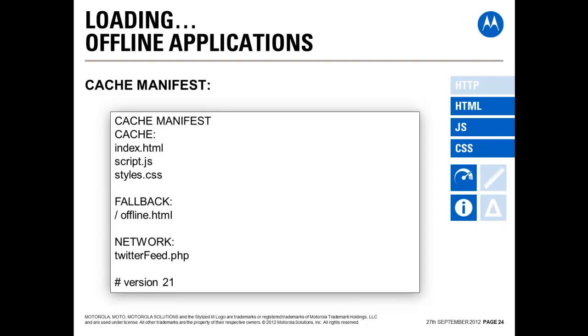And then the network section will define which pages can only be served on the network. Now you see down here there's a version number. This is how to update your app. So to update your app, you need to change the cache manifest. It doesn't work if you've just changed a file which is referenced in the cache manifest, because it will be the cache manifest which will be read from the server. And if the browser sees that it hasn't changed, it won't bother checking any of the other files.